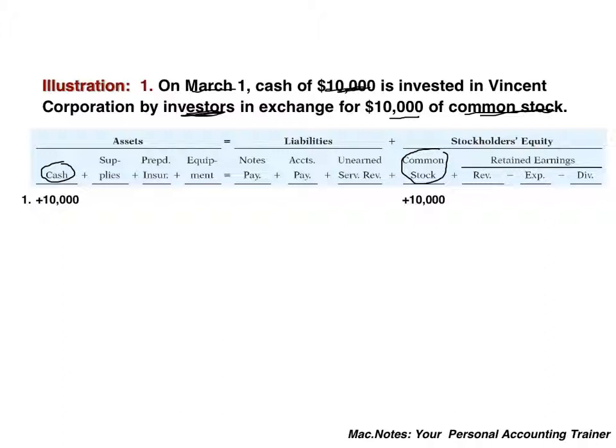Now what happens? Well, cash had a zero balance. It now has a $10,000 balance. It went up, obviously. Common stock, which was also zero, all these accounts were zero to begin with. Now, because they've issued common stock, it too went up. Now notice an increase on the asset side of the equation of 10,000 and an increase on the liabilities and shareholders' equity side of the equation. So we are still in balance by recording this transaction.